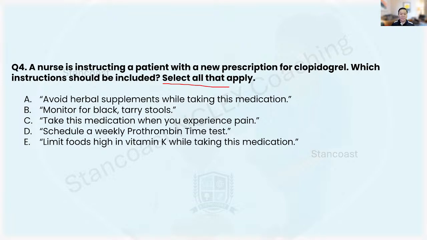All right, rereading the question. A nurse is instructing a patient with a new prescription of Plavix. Which instructions should be included in the teaching? Select all that apply. Is it A, avoid herbal supplements while taking this medication; B, monitor for black tarry stools; C, take the medication when you experience the pain; D, schedule a weekly prothrombin test or prothrombin time test; and E, limit foods high in vitamin K while taking this medication.